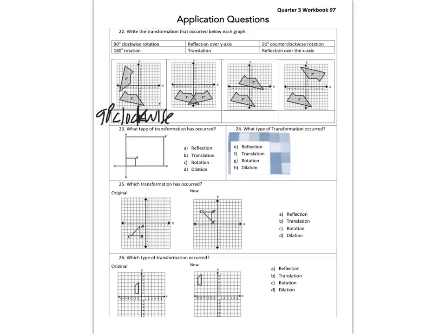Okay, look at the next. We've taken the original and reflected across the y. So that's a reflection over the y-axis. Okay, so here we've taken this figure, we've slid that up and over. So that's a translation.